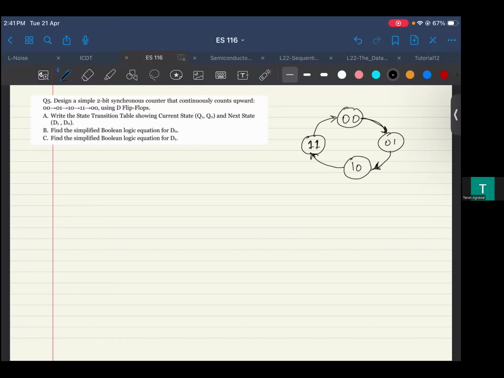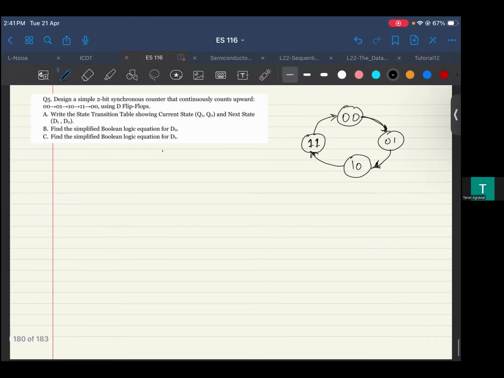Okay, so now this is the kind of state machine, or in this case a 2-bit counter which we are implementing. So we see that we need 2 bits, right? And 2 bits means that we need 2 flip-flops, 2 DFFs. So if we write a state transition, we have to write first.